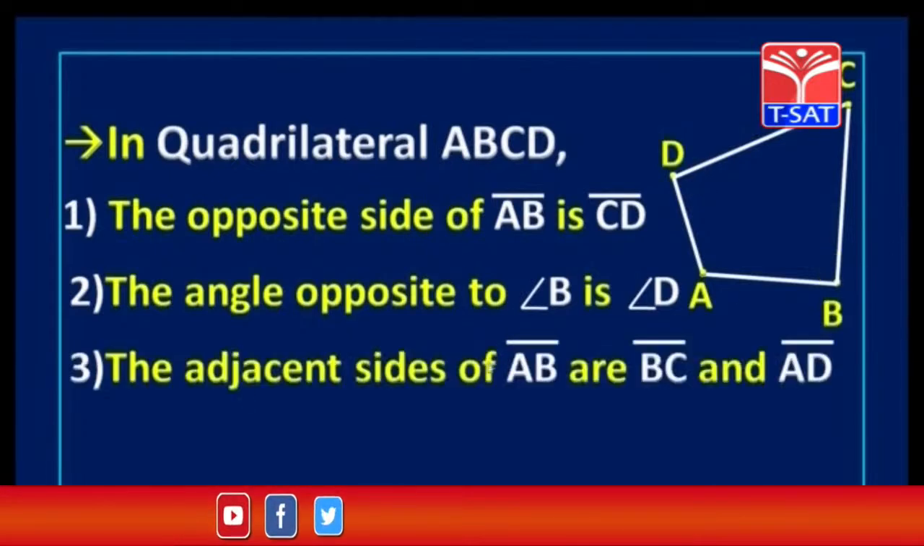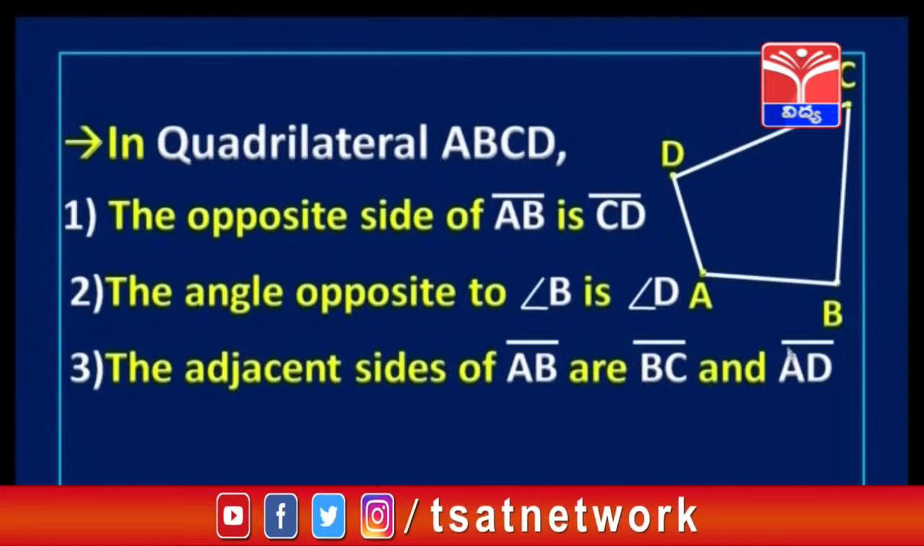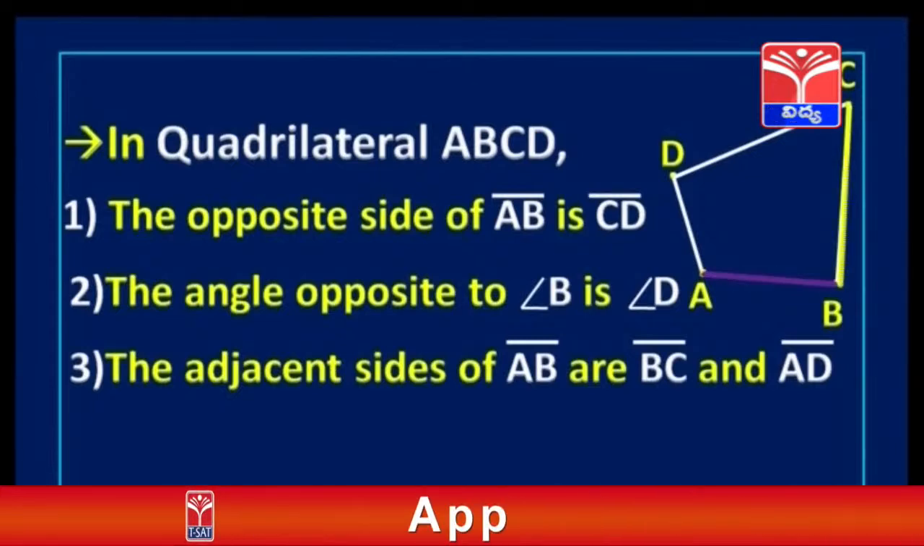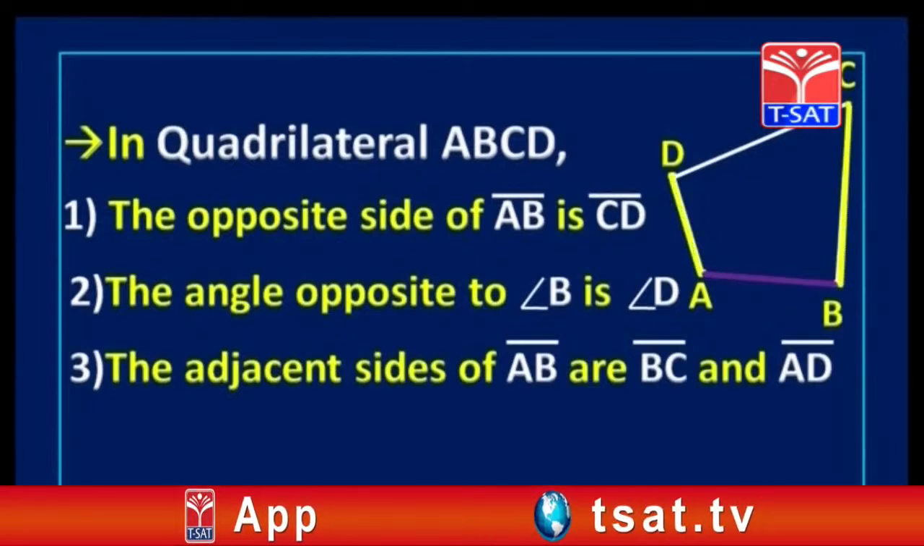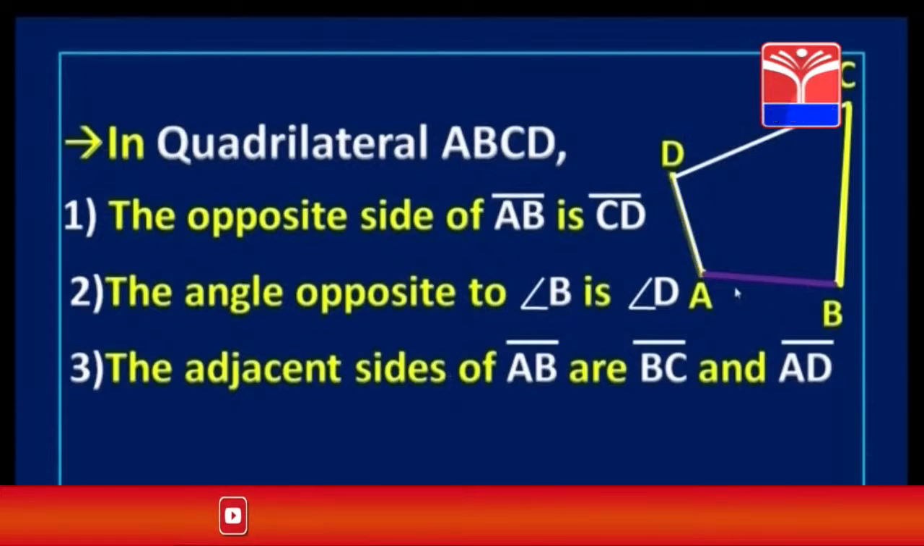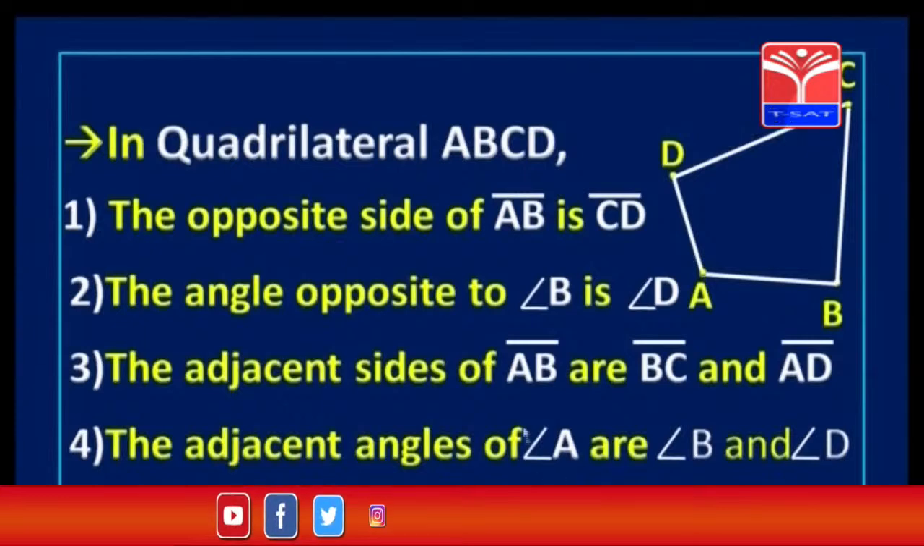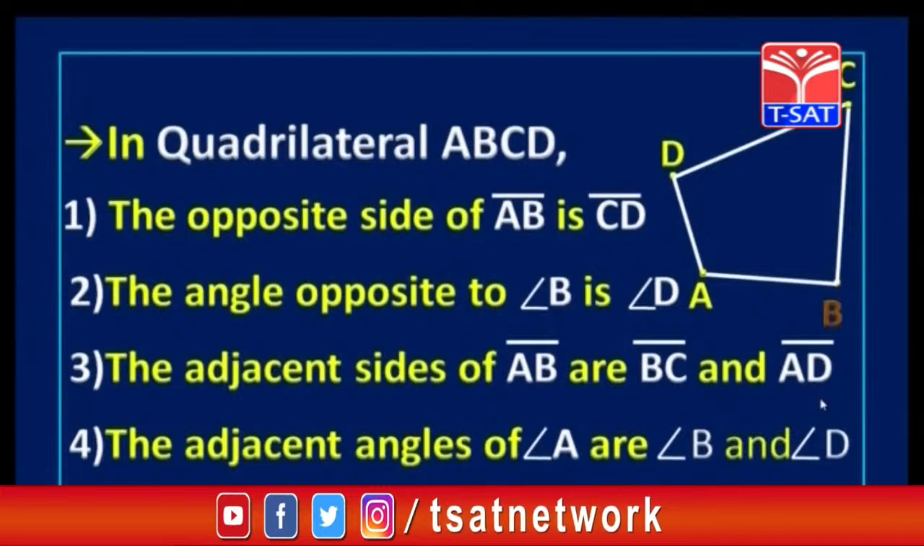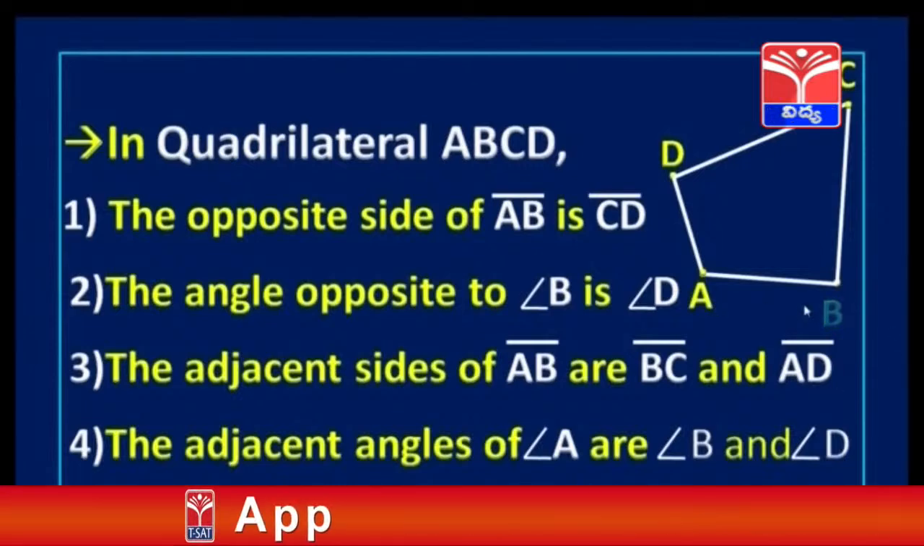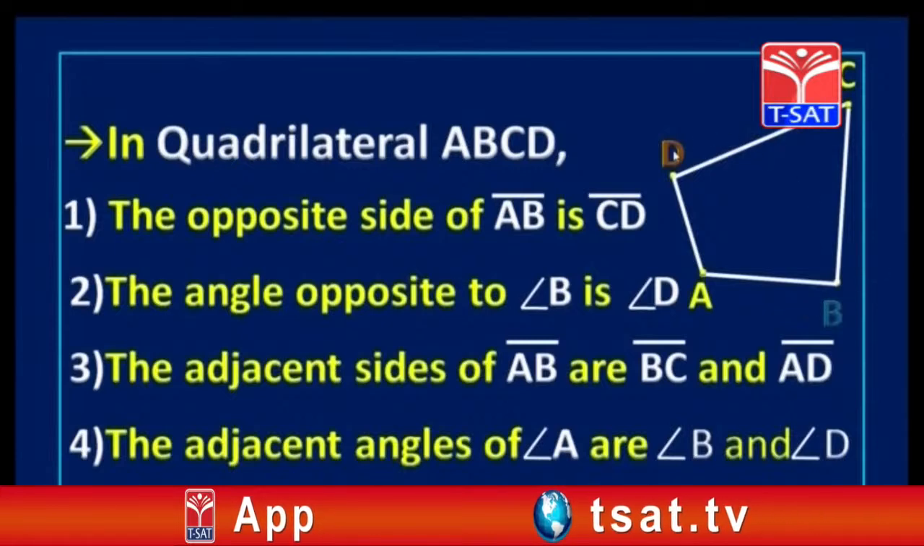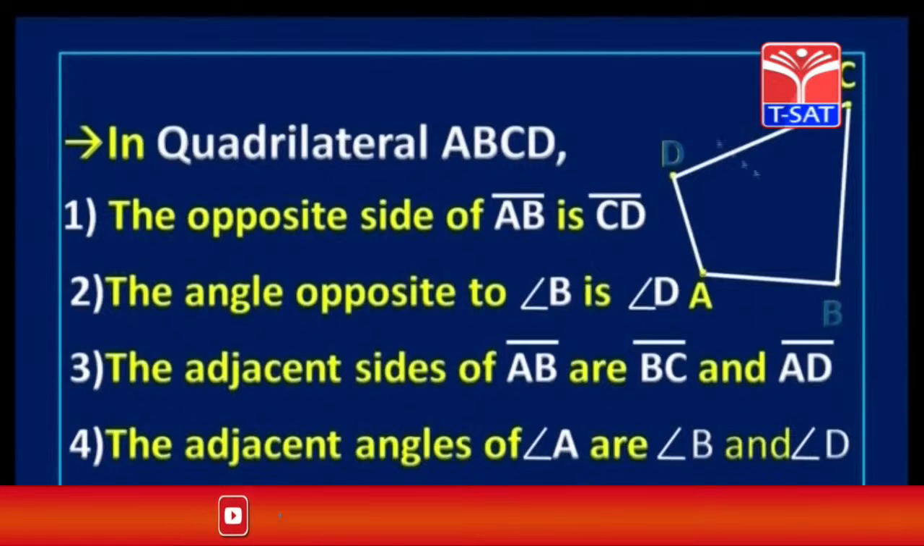The adjacent sides of AB are BC and AD. Children, observe AB now in the figure. Yes, for this BC and AD are the adjacent sides. The adjacent angles of angle A are angle B and angle D. Children, observe here, for angle A, B is adjacent and at the same time D is also adjacent. So I can say B and D are the adjacent angles of angle A.